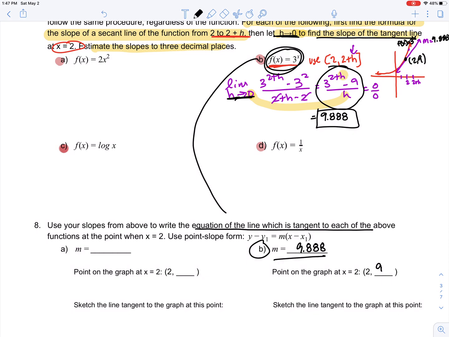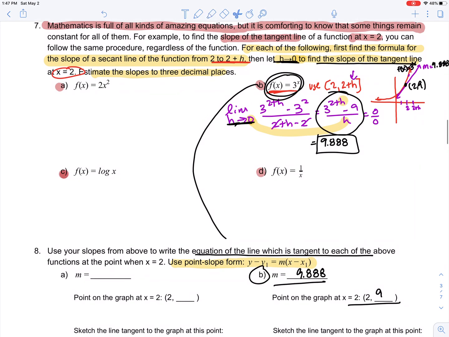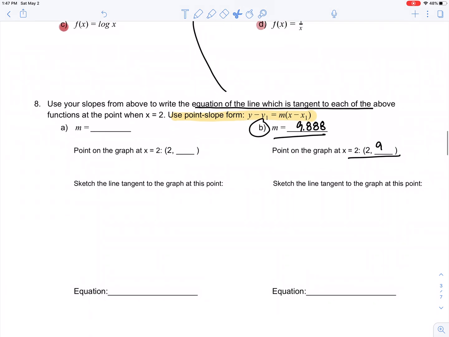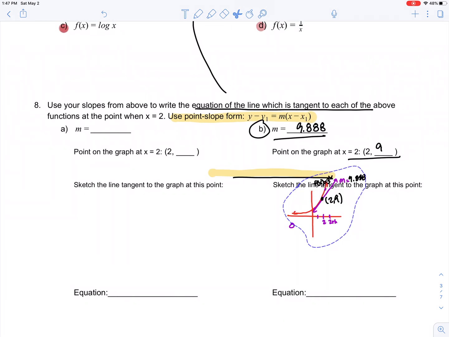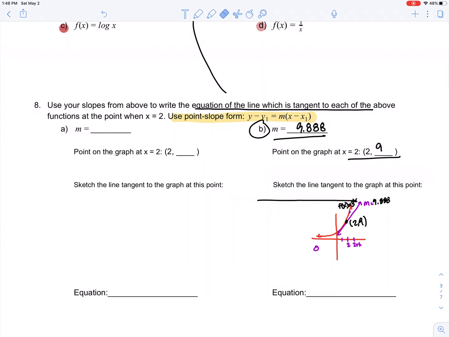So I have the slope, I have the point. Now I can use point slope form to find the equation of the line. They wanted us to also sketch a graph, so we can take what we've already done here. I'm going to copy it and paste it right down here. It took a little bit extra, but that's okay. I can get rid of that there.